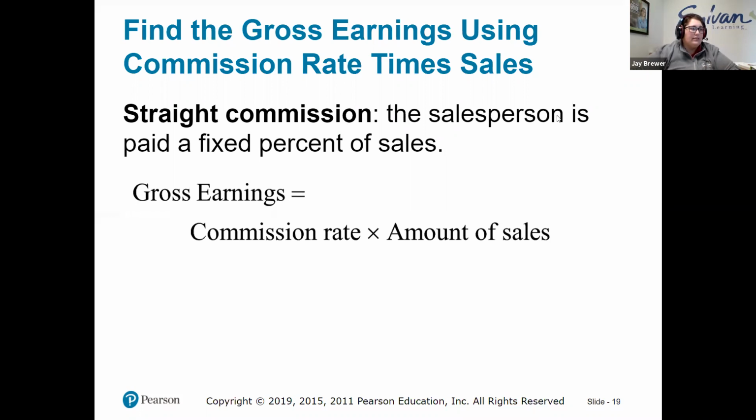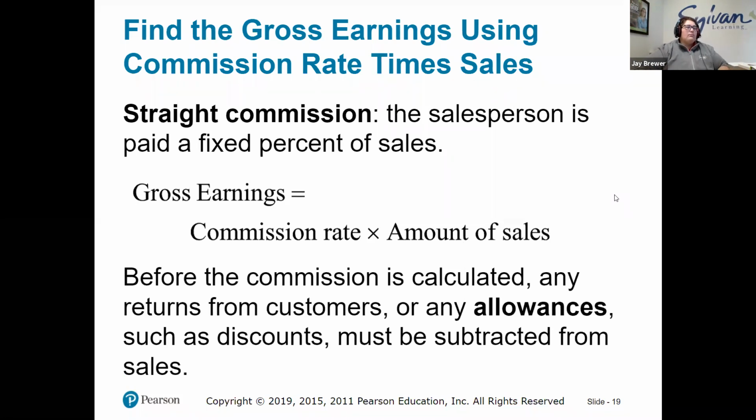Straight commission, the salesperson is paid a fixed percent of sales. Gross earnings is equal to the commission rate times the amount of sales. Okay, so I'm more than assuming that they're going to give us an example.